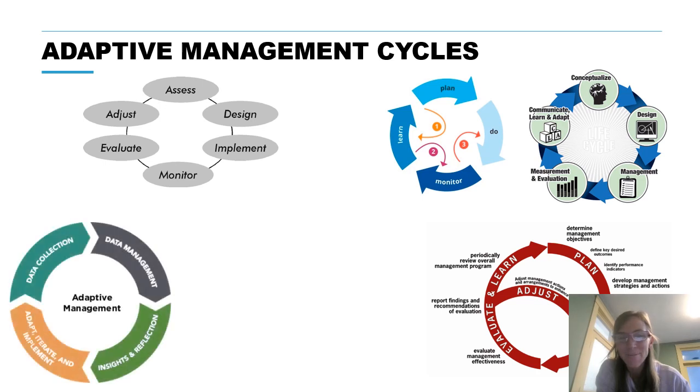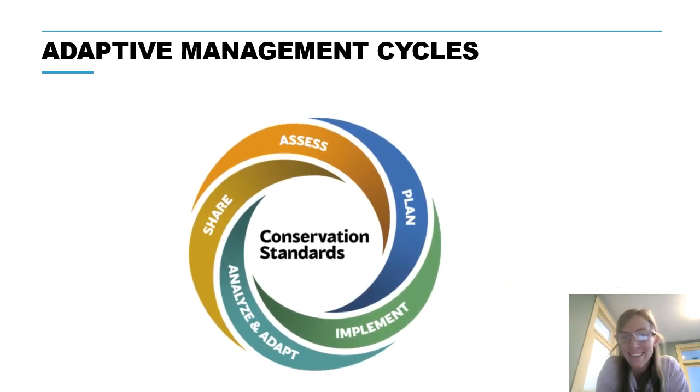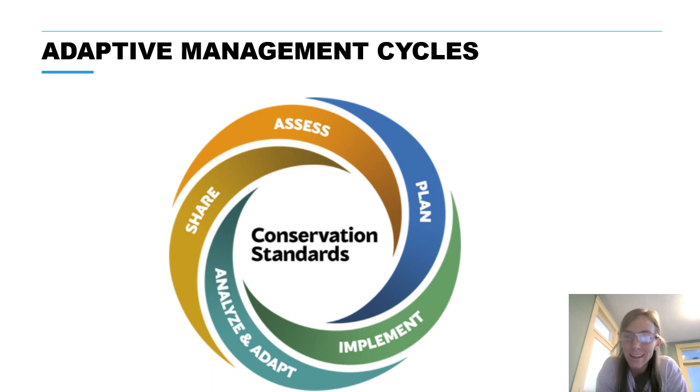We see these wheels of adaptive management cycles in all sorts of different processes that are iterative, as ours is. And so this is the adaptive management cycle that has been adopted by the Open Standards. And it relays that we are in a cycle where we assess our scope and problem, we plan our strategies, we implement those strategies, we then have measurable outcomes that we assess and adapt. We share that information back with project teams and stakeholders and repeat the cycle.